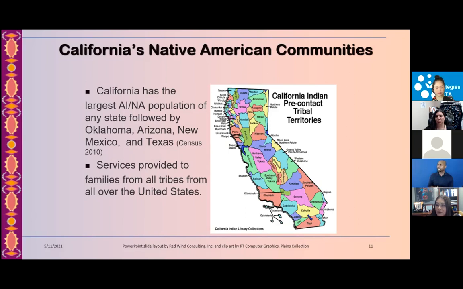And the reality is you're probably servicing Natives. And we recognize that, especially here in California, because of the Spanish influence and the mission system, a lot of the Natives here have Spanish surnames.